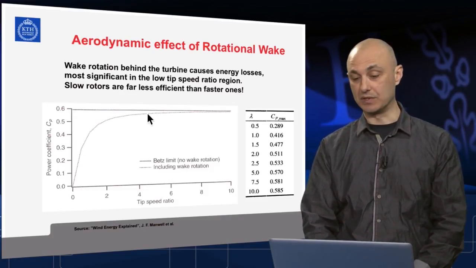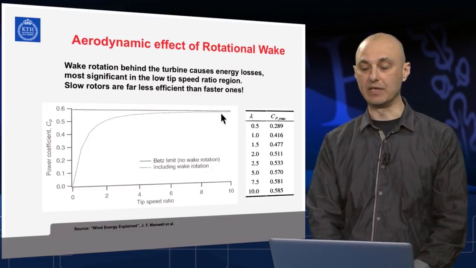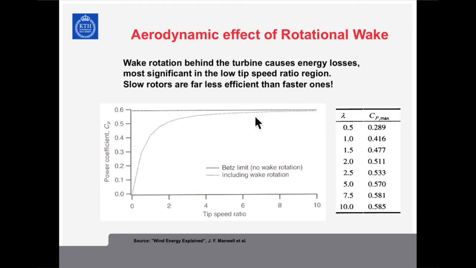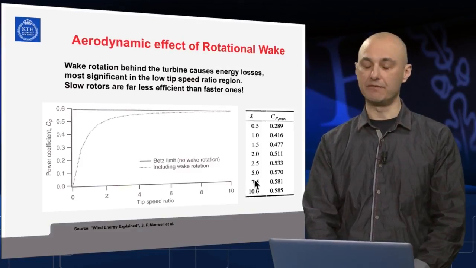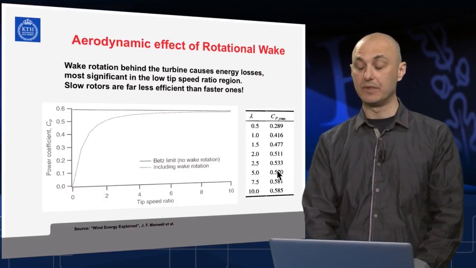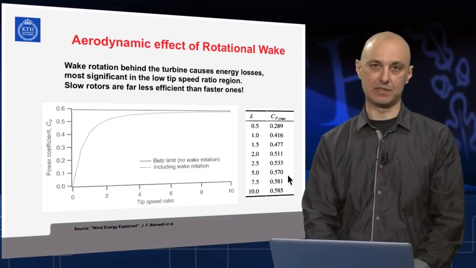And slow-moving rotors are subjected a lot to these types of losses, while the fast-moving rotors would be able to approach the Betz limit. And we can see this here in terms of numbers. At very low tip speed ratios, that would be slow-moving rotors, the maximum possible power coefficient when we take into account the rotational wake is far below the Betz limit. While fast-moving speedy rotors at tip speed ratios close to 10 would be able to approach almost the actual Betz limit for the best possible performance.